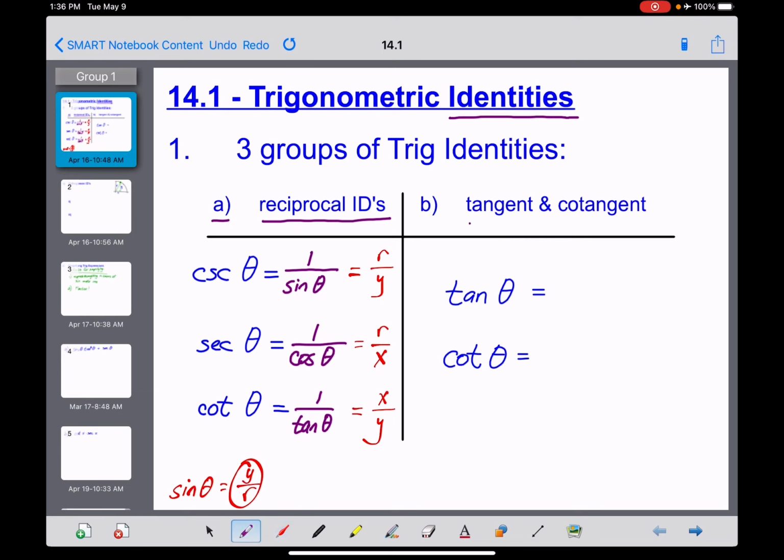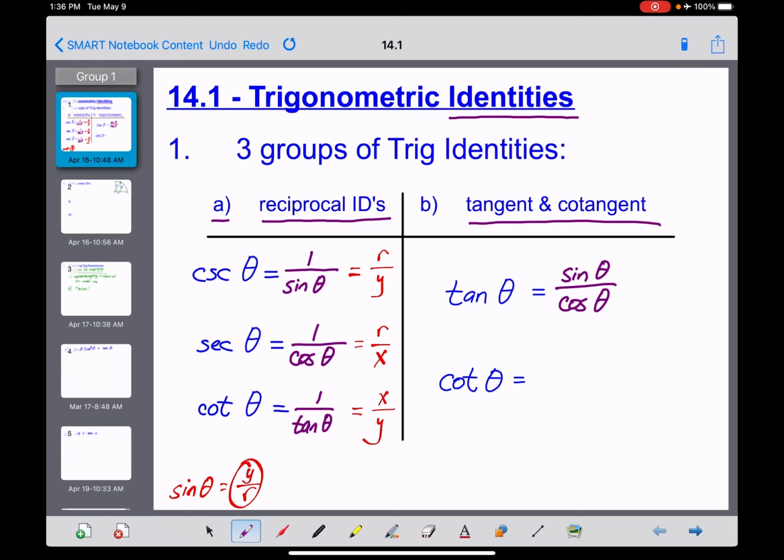Let's talk about these ones right over here. Now, you guys already obviously know what tangent and cotangent are, but something new right here that's going to help us in this chapter. Tangent of theta could be rewritten as the sine of whatever theta is divided by the cosine of that same angle. And that's what I want to talk to you guys about real quick and discuss why that is.